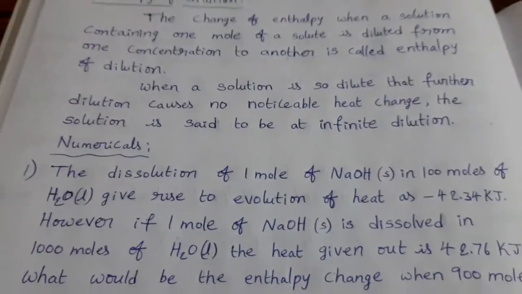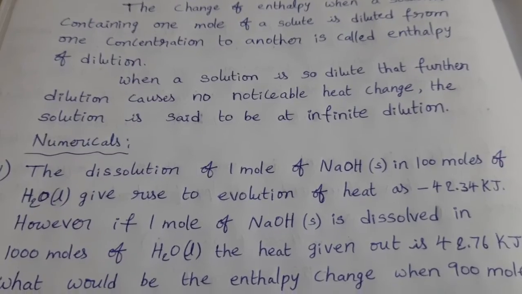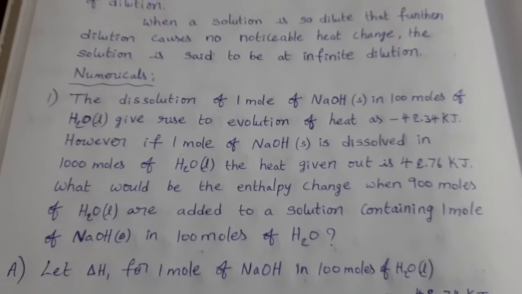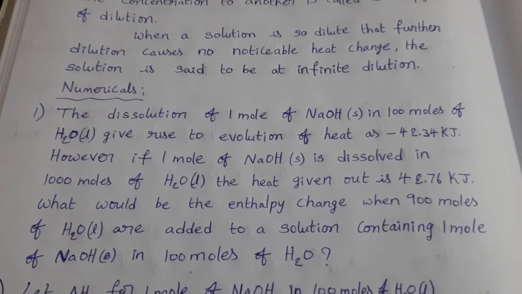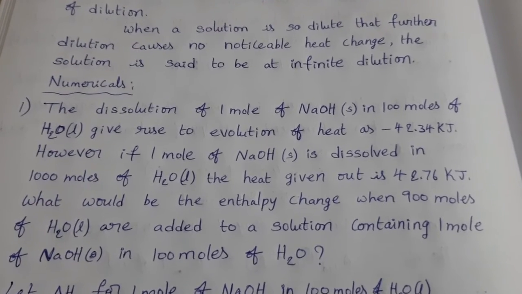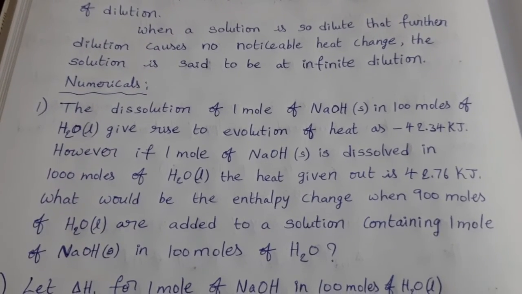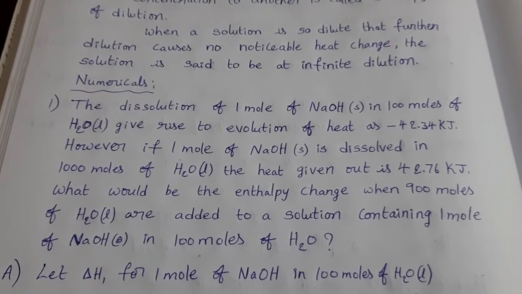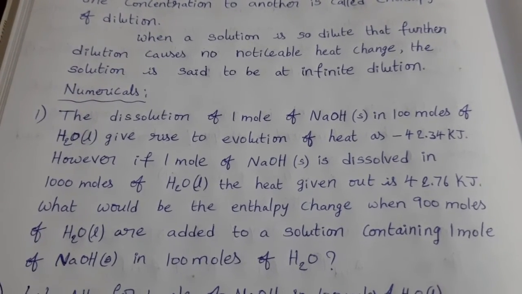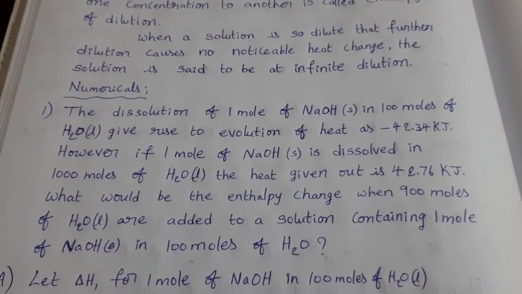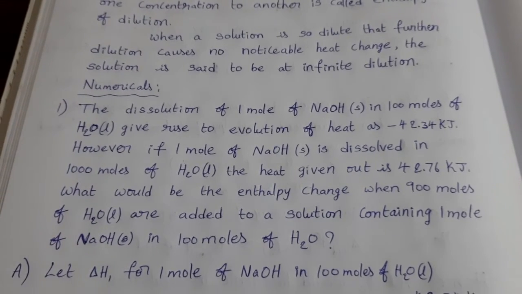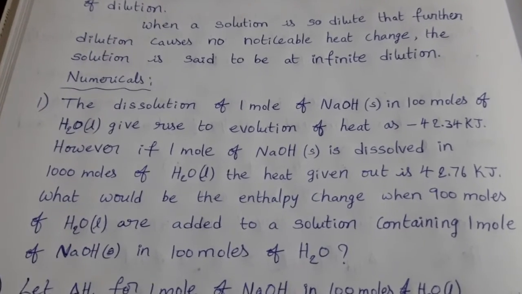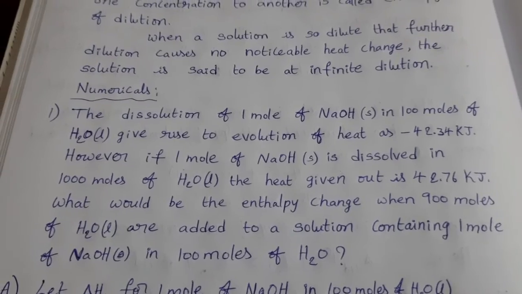Okay, see the numericals. The dissolution of 1 mole of NaOH in 100 moles of water gives rise to evolution of heat as minus 42.34 kilojoule. However, if 1 mole of NaOH is dissolved in 1000 moles of water, the heat given out is 42.76 kilojoule. What would be the enthalpy change when 900 moles of H2O are added to a solution containing 1 mole of NaOH in 100 moles of H2O.